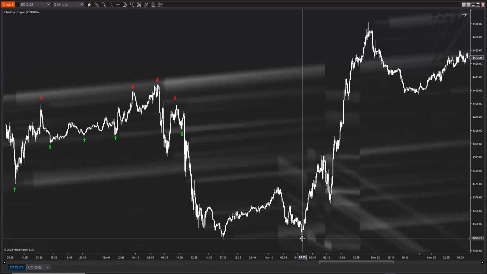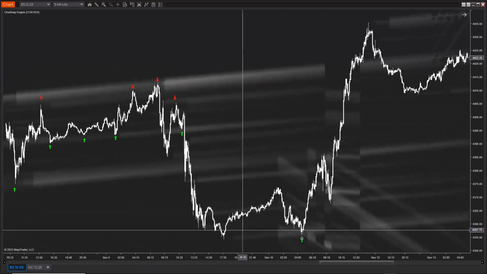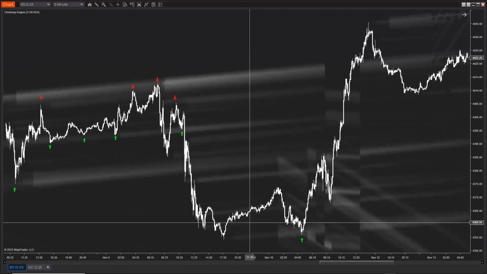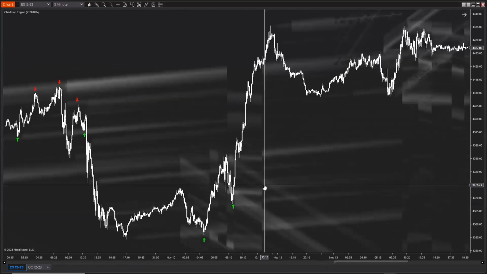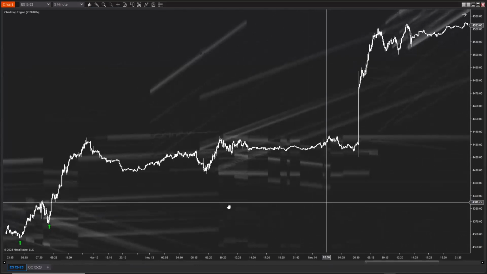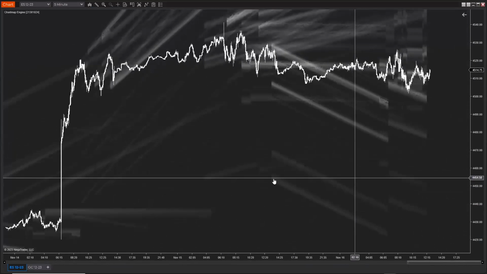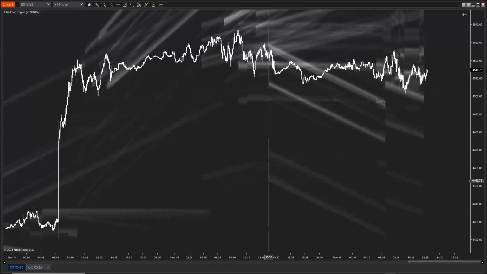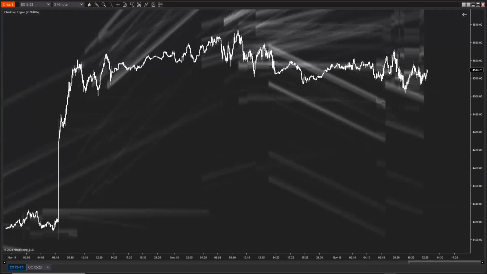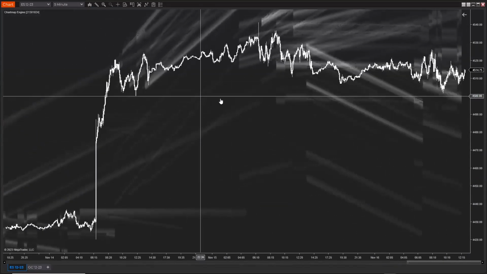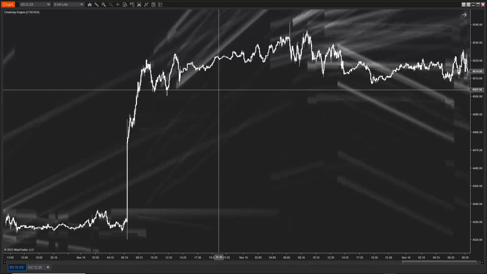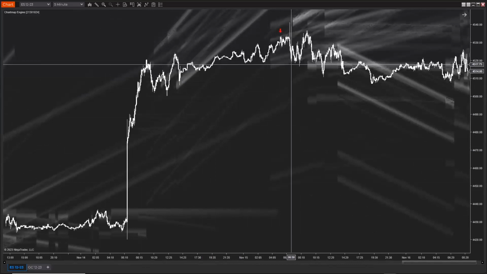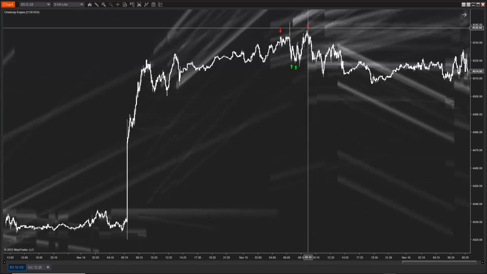Because the algorithm is dynamic and it uses recent price data, it's automatically adapting to changes and finding the most relevant price patterns. This is today, today and yesterday. You can see containment here at the high.